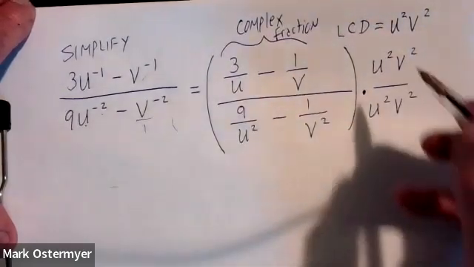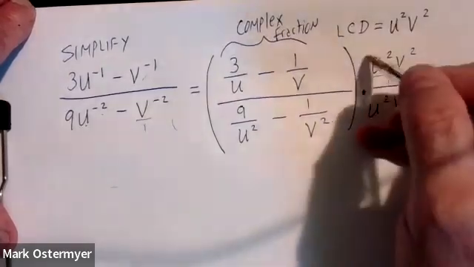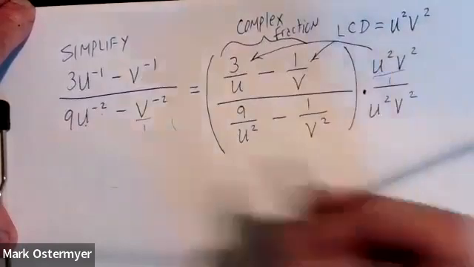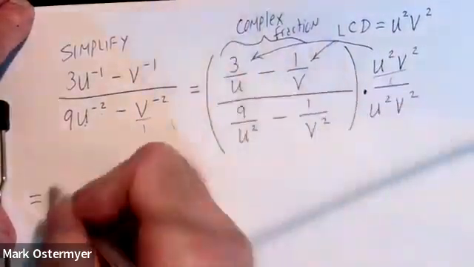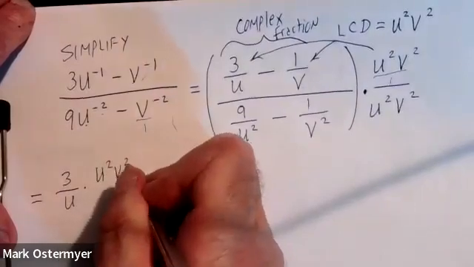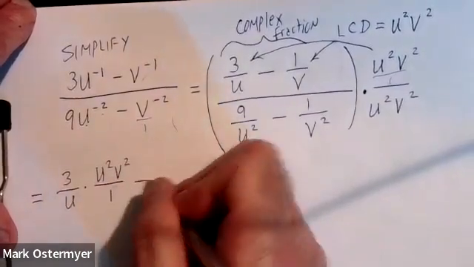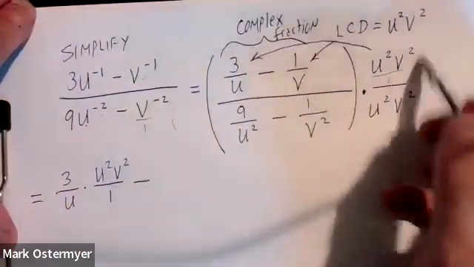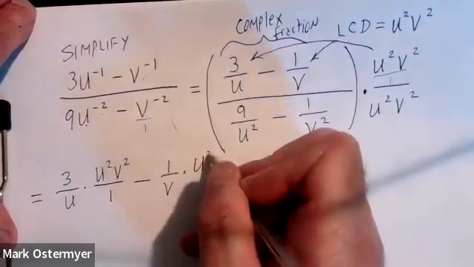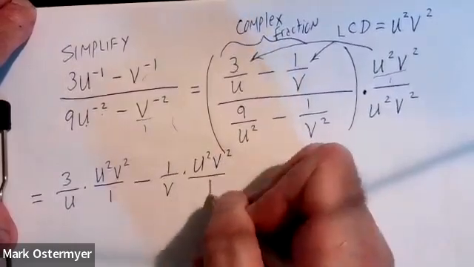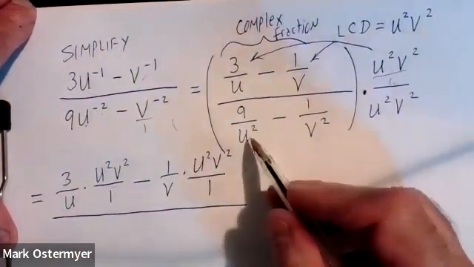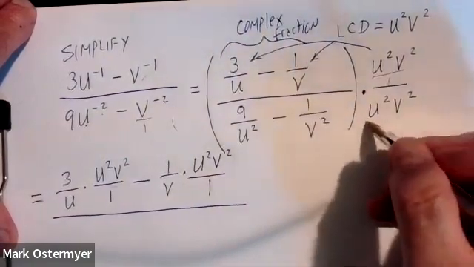This u squared v squared, which sits over 1 here, is going to have to be distributed into both of these terms, this term and this term. So therefore, this 3 over u is going to have to get multiplied by u squared v squared over 1. Minus 1 over v has to get multiplied by u squared v squared. Our denominator is also going to get multiplied by this u squared v squared.